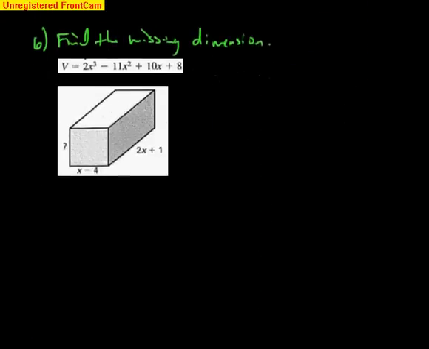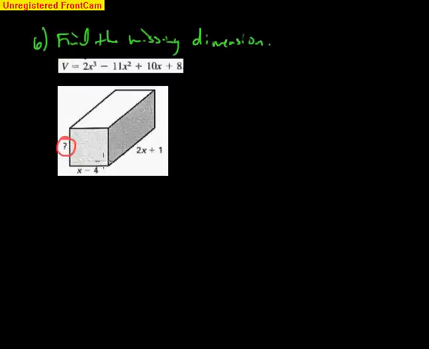Okay, last problem I have for us here. This is a rectangular prism. I have the equation of its volume given, and I have 2 of the 3 sides. Your job is to find what that third dimension is. Find what the question mark is.